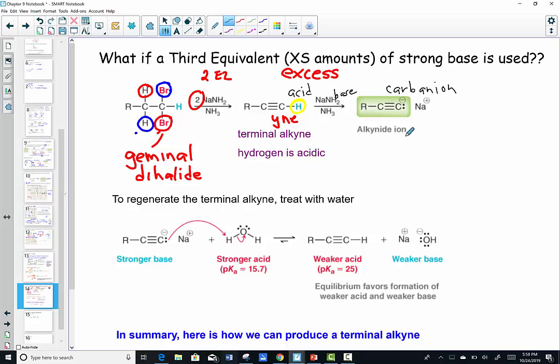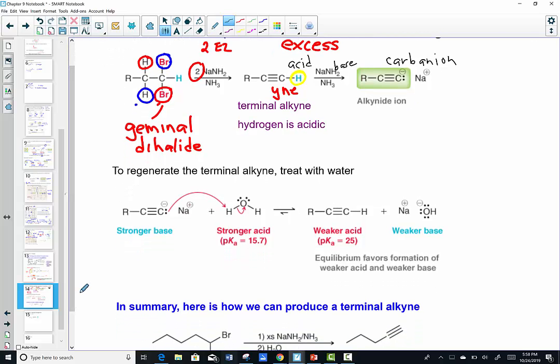But it's easy to fix if you just do a next treatment with water. So often you'll see water sitting under the arrow to say, all right, let's take that water and use it to put the proton back on the terminal alkyne chain. And what we've done then is form conjugate pairs. We end up with an alkyne, and we formed conjugate pairs where we end up with this hydroxide ion. And the sodium, always the spectator, just floats to the negative ion to make sure it's electrically neutral.